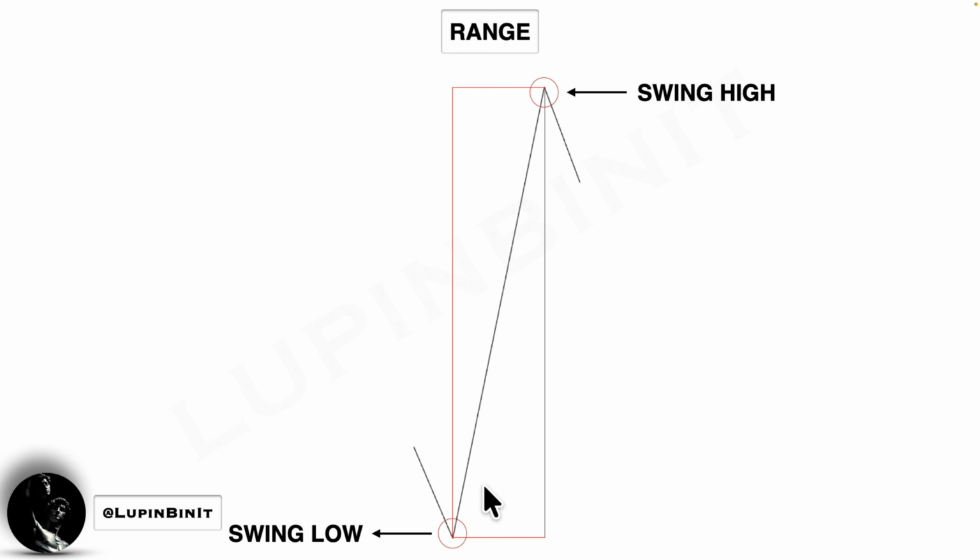And then here would be a representation of a bullish range. So you have your swing low and then you have your swing high. In between these 2 points would be the range, as highlighted with the red box.